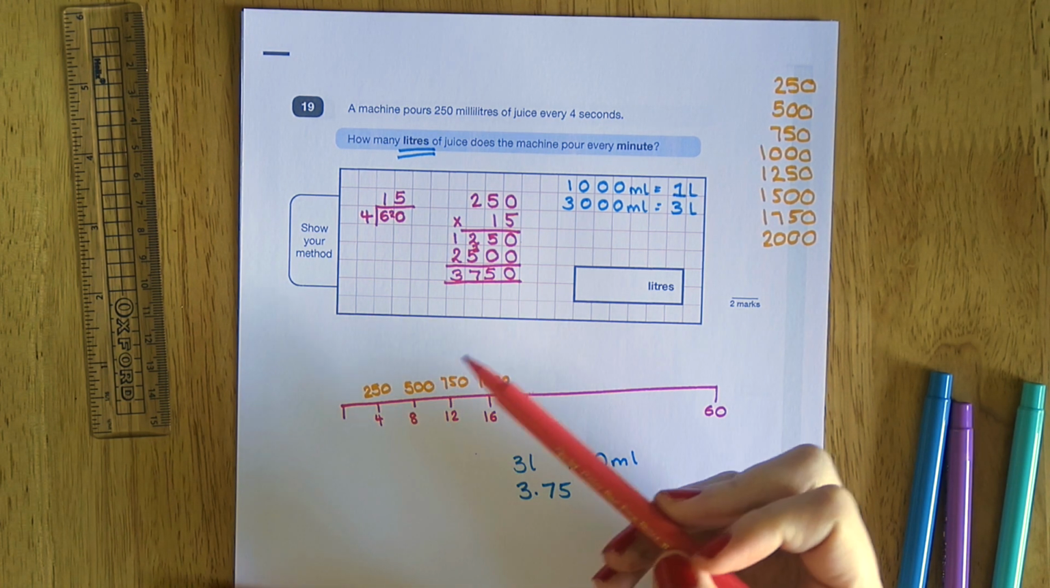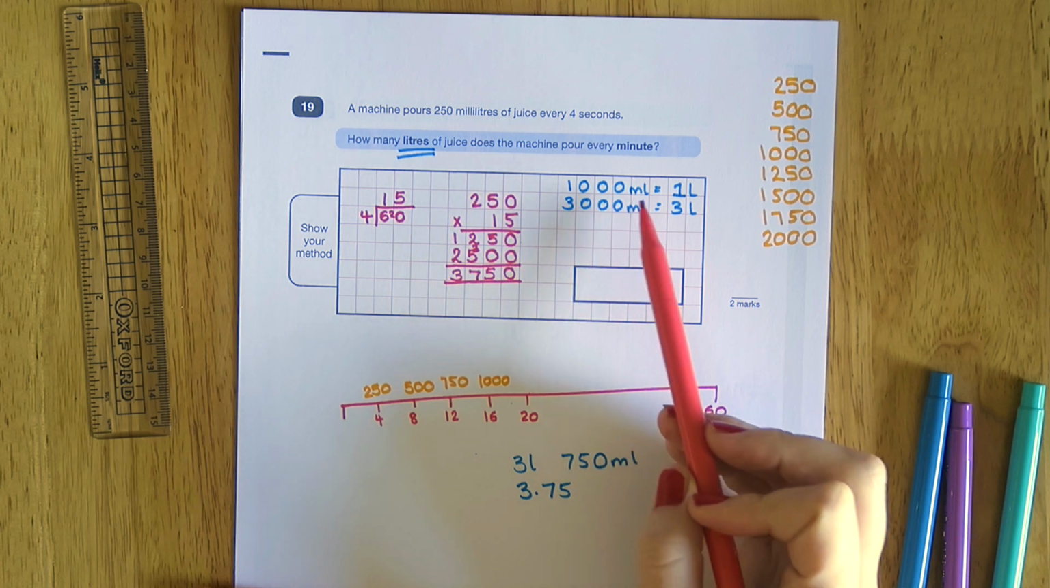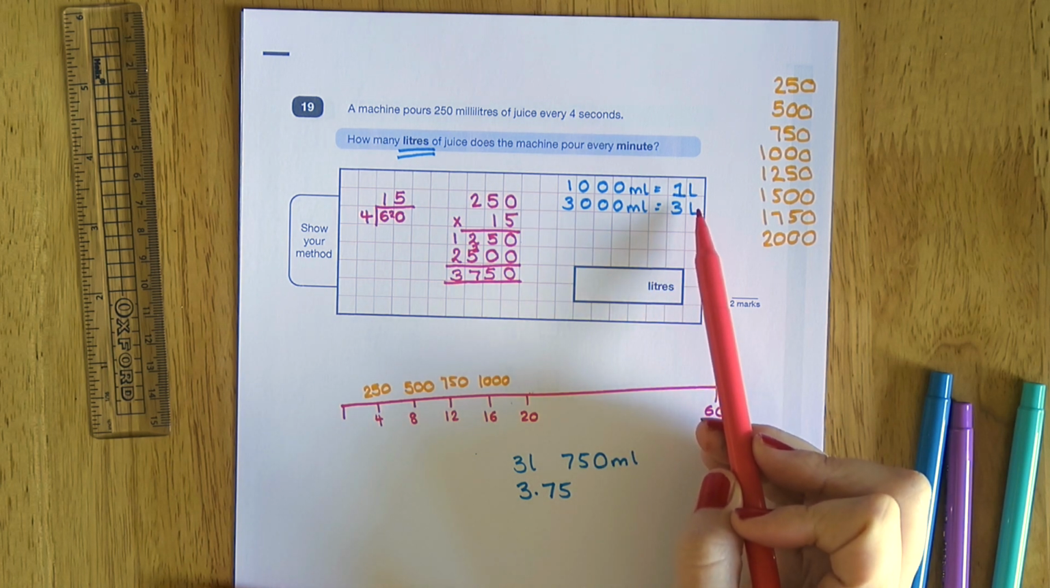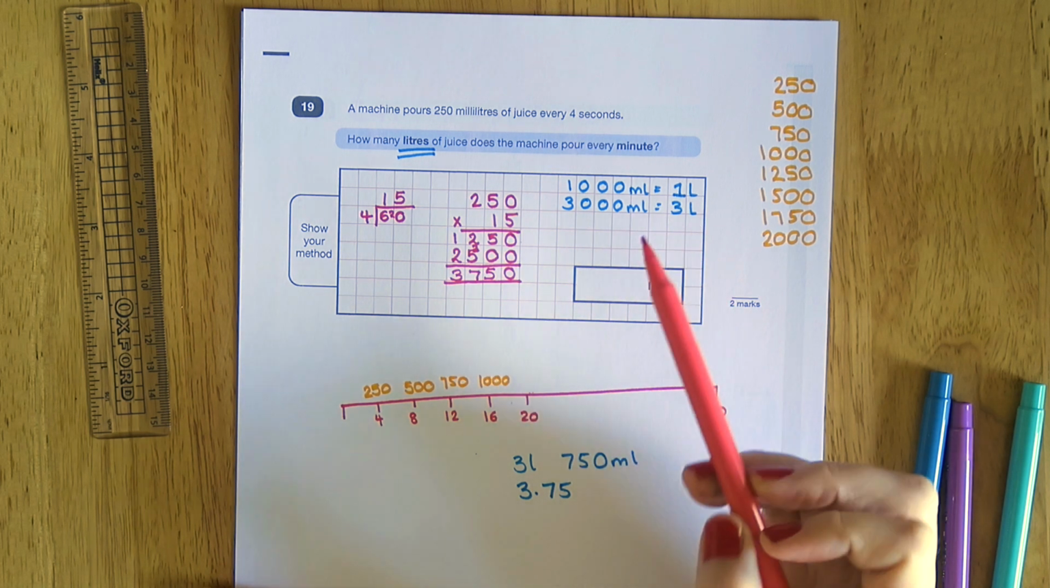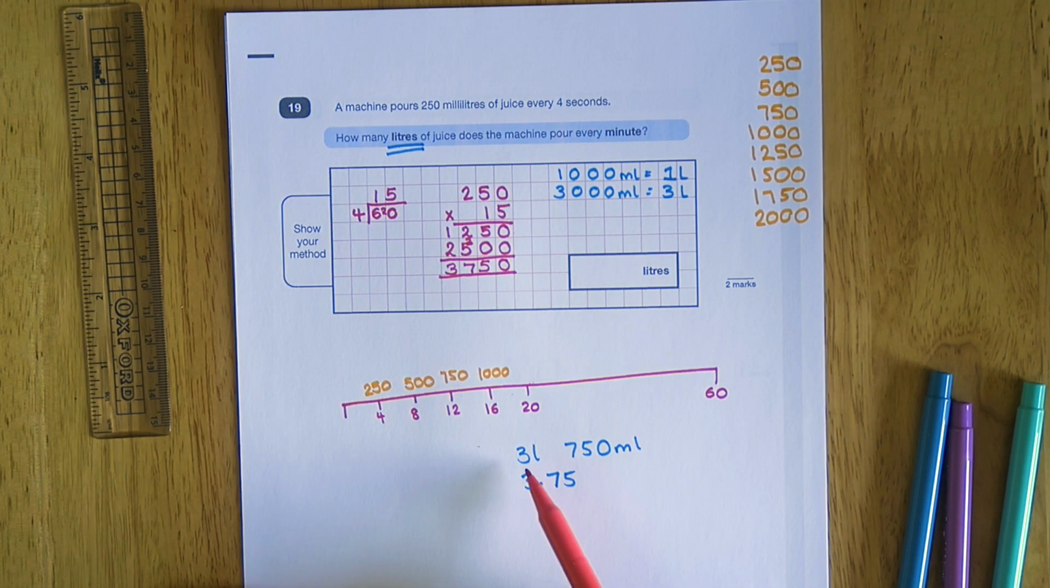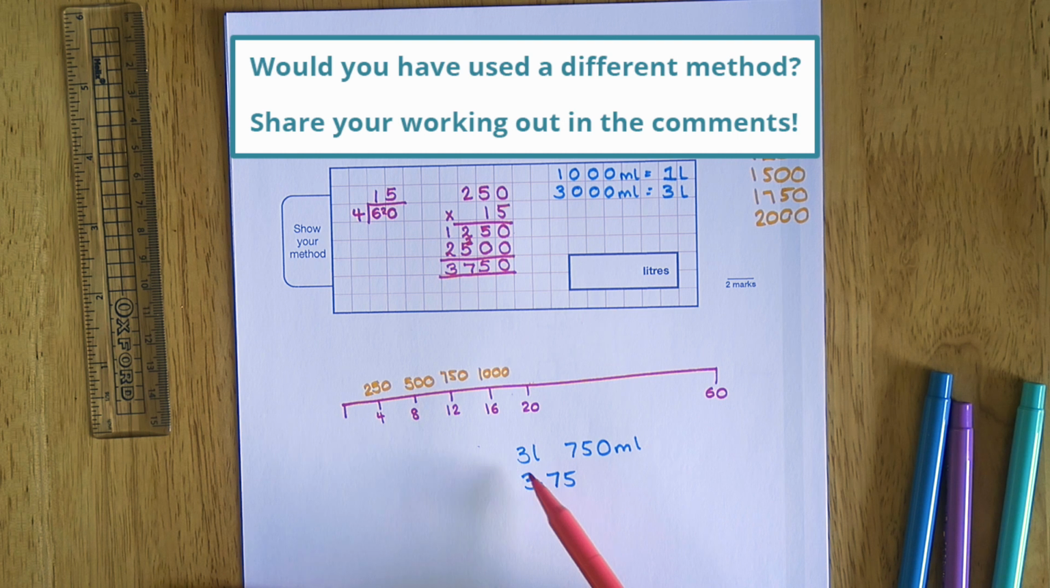We need to know that in litres. So 1,000 millilitres gives us 1 litre. So we've got 3,000 millilitres, so that will give us 3 litres. So we'd have 3 litres and 750 millilitres left over, but we need to give the whole thing in litres, so we've got to turn this into a decimal.